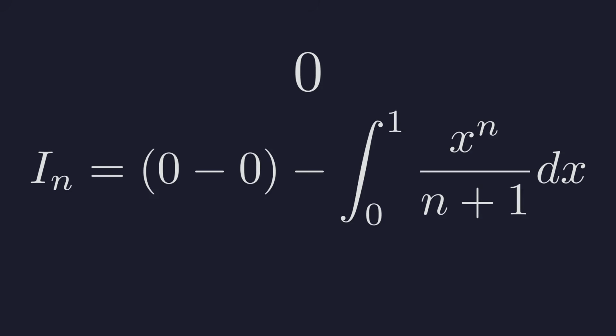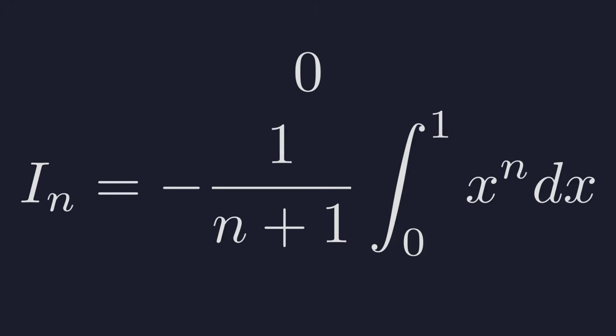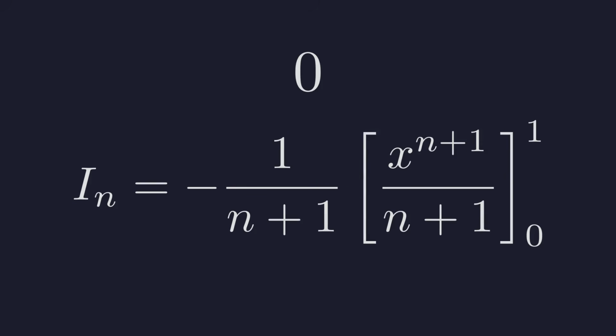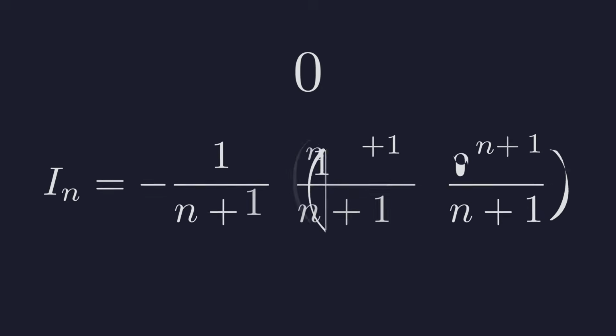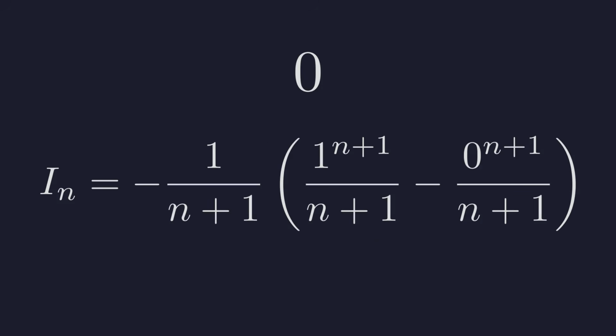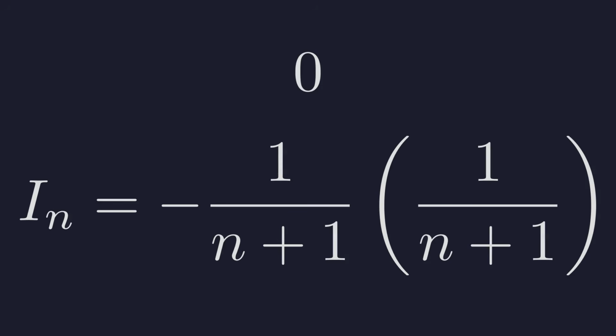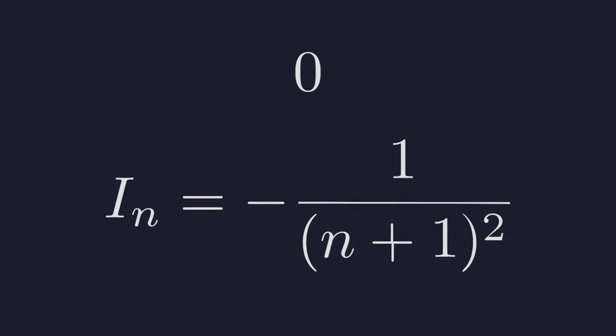We've shown both the upper and lower bounds evaluate to 0. Now we simplify the remaining integral. We can pull the constant 1 over n plus 1 outside the integral. Now we perform this much simpler integration. Evaluating at the boundaries of 1 and 0 gives us this expression. This simplifies to negative 1 over n plus 1 times 1 over n plus 1. Therefore, capital I sub n is equal to negative 1 divided by the quantity n plus 1 squared.